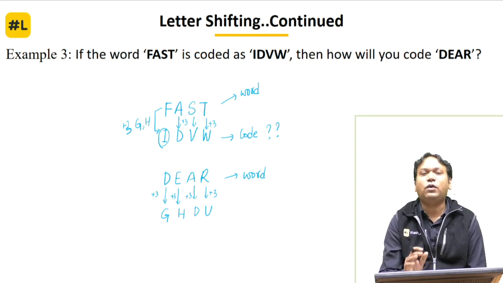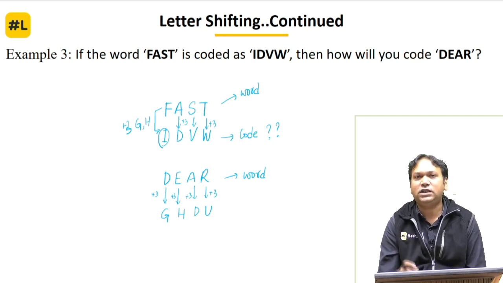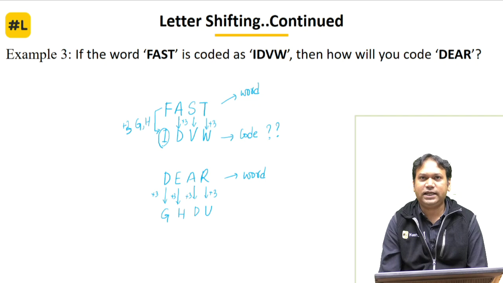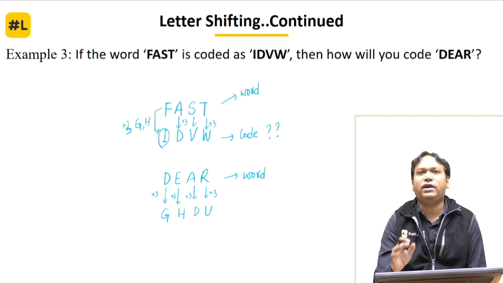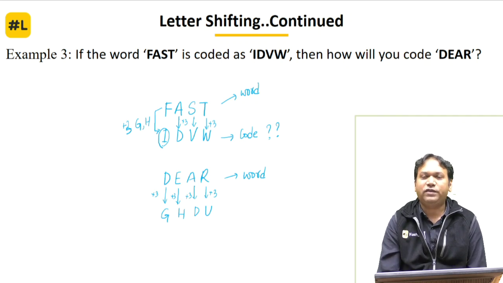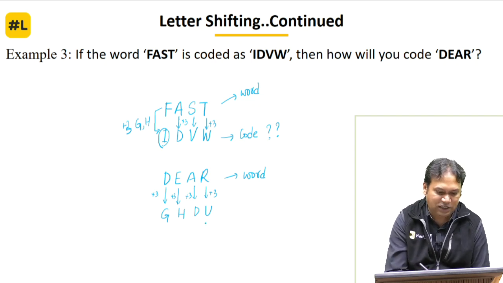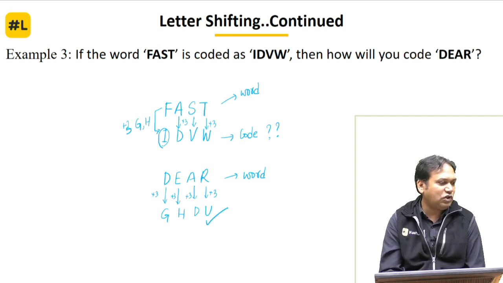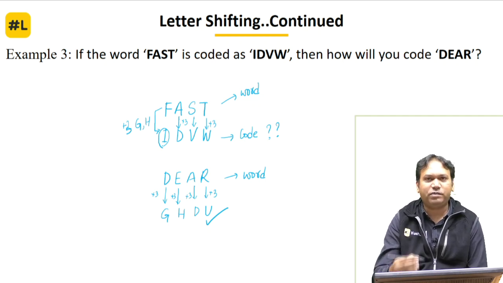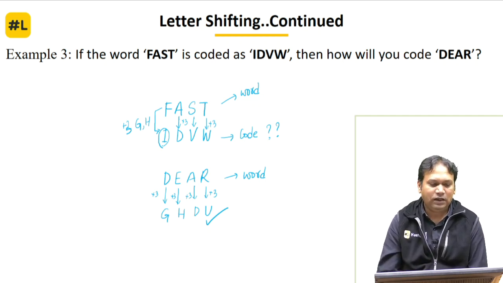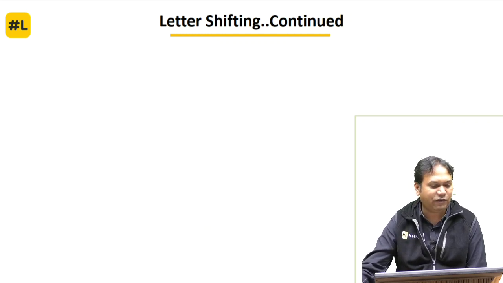So we have seen that coding can be done by shifting letters forward by 1 and shifting letters backwards by 1. At the same time, we can shift letters as many positions forward or backward as is required. We can shift 2 forward or 3 forward, or we can do alternate shifting also. So here the answer is G, H, D, U. Yes, I can see most of you are getting the answer right, very good. Basic questions we have done, now we will slowly move towards the more advanced. Example 3 we have done, now let us move to example 4.